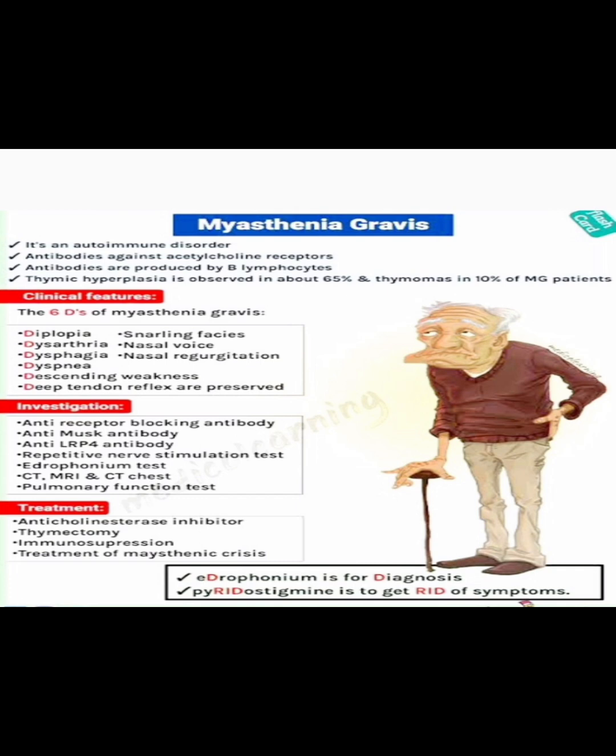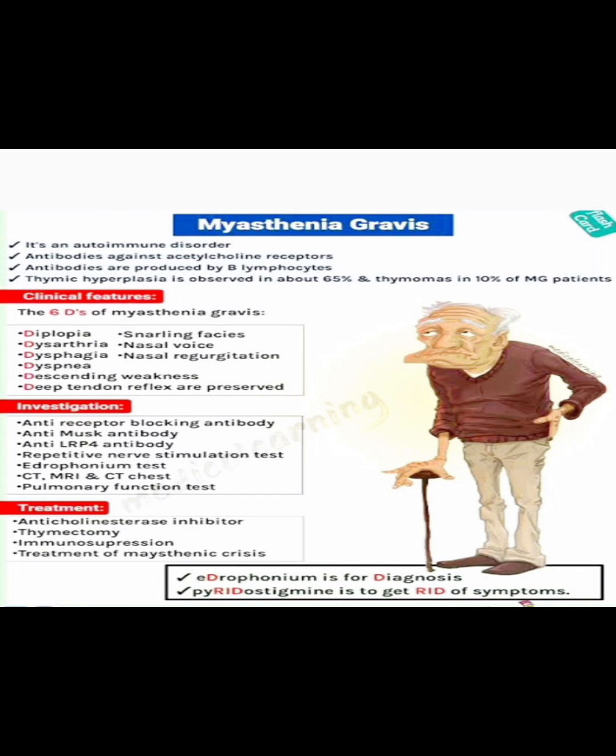Clinical features. How they present, that is the 6D, easy to remember. There is diplopia, dysarthria, dysphagia, dyspnea, descending weakness, deep tendon reflexes are preserved, snarling face, nasal voice, nasal regurgitation. So we know eyelid drooping, then voice change, difficulty in swallowing, difficulty in deglutition, and very much fatigue. These are the features and complaints of a Myasthenia gravis patient.